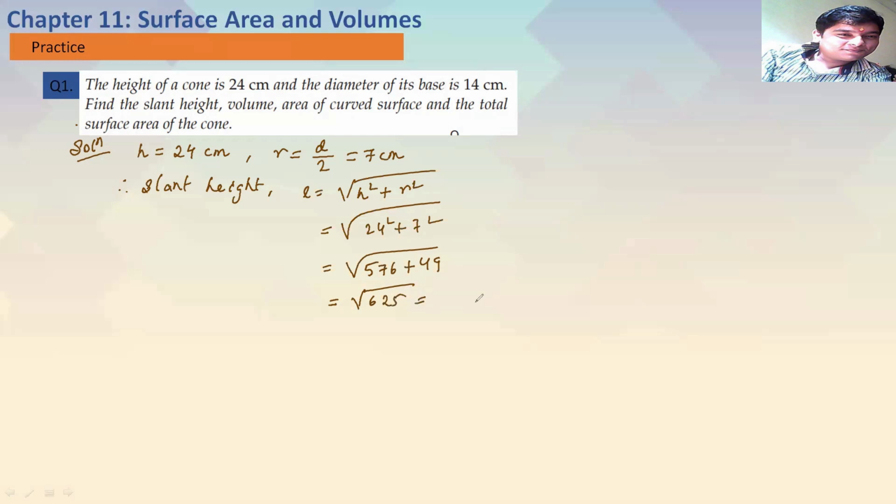So 625 means square root should be 25, right? L should be 25. Absolutely. So now you have to find out the volume. Come on, volume. What is it going to be?